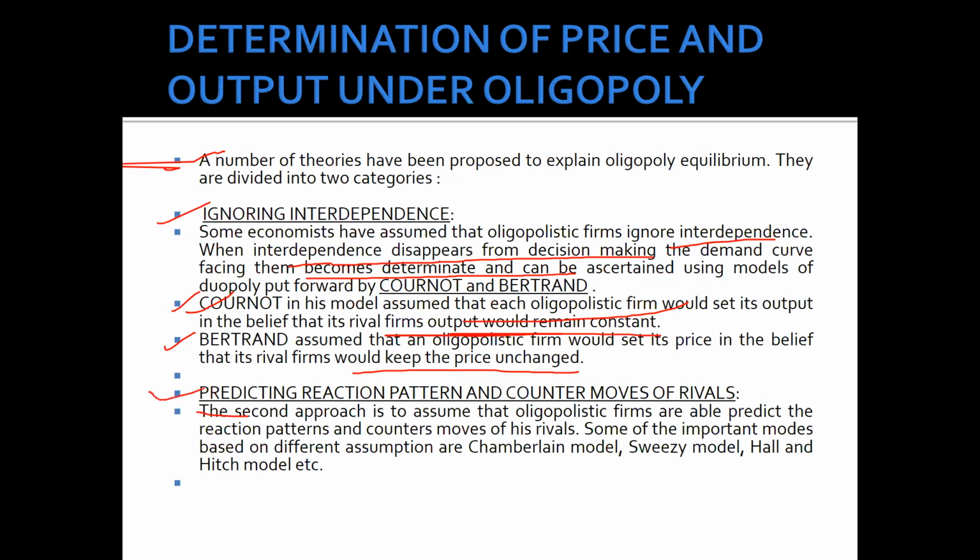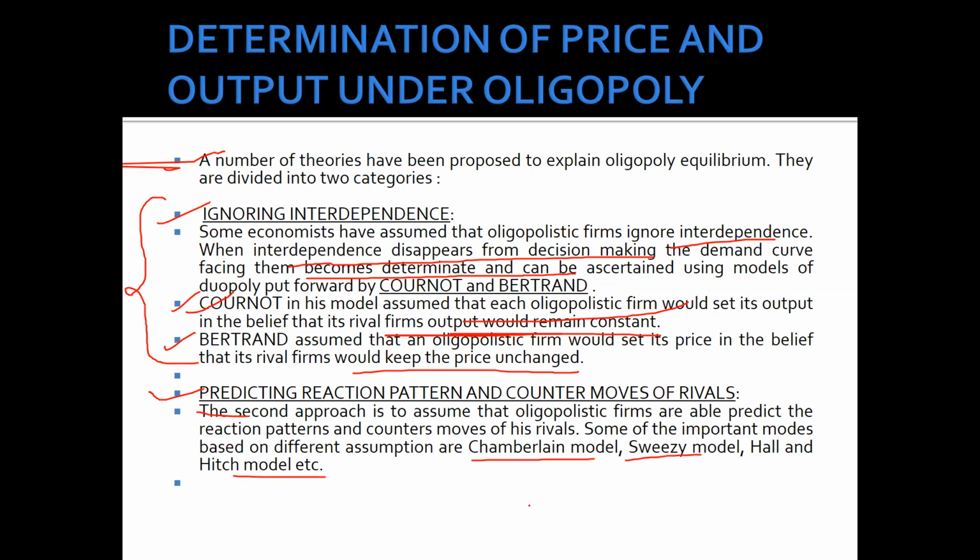Here is predicting the reaction pattern and counter moves of rivals. That is the other way. The first approach was ignoring our rival companies' behavior. But the second approach is to assume that oligopolistic firms are able to predict the reaction patterns and counter moves of their rivals. Some of the important models are based on the Chamberlin model, Sweezy model, Hall and Hitch model, etc.